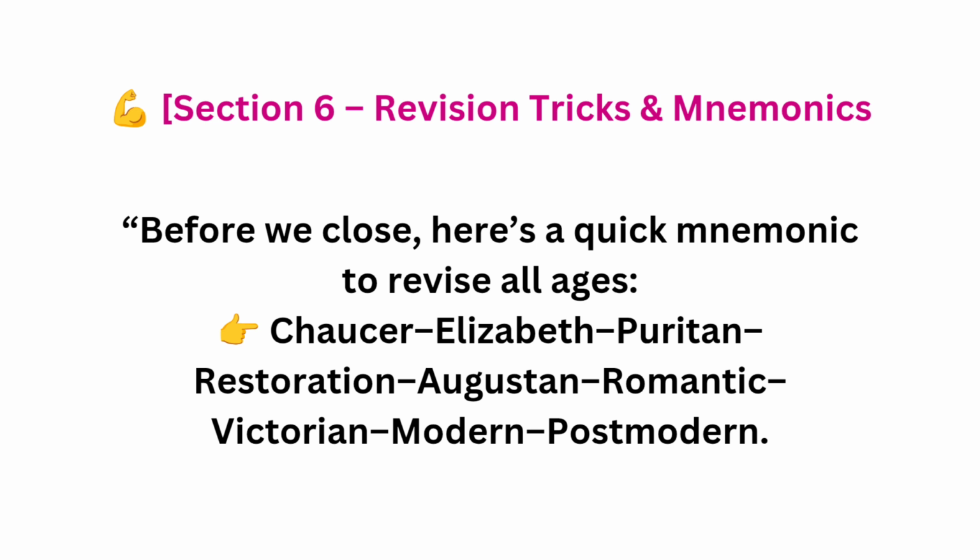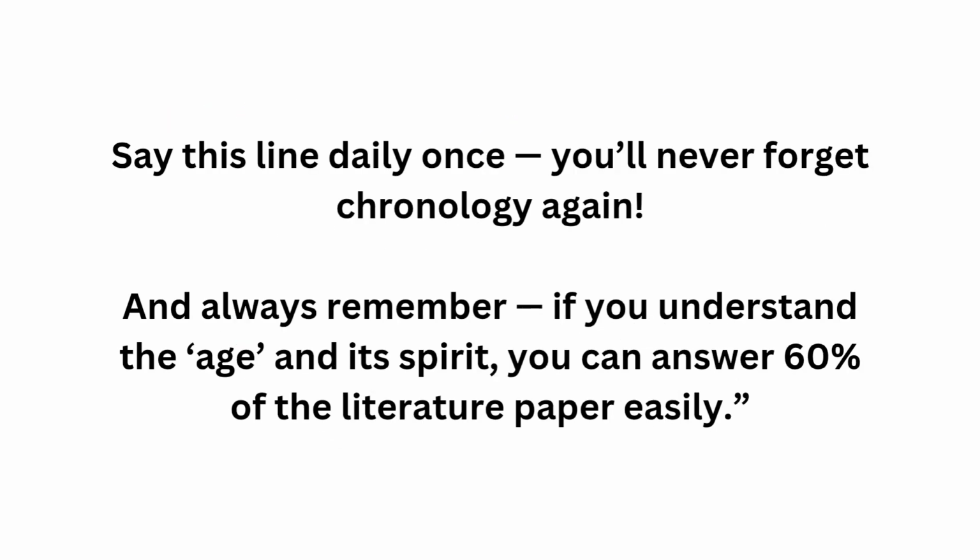Next, we are moving to section 6, revision, tricks and mnemonics. Before we close, here's a quick mnemonic to revise all ages: Chaucer, Elizabethan, Puritan, Restoration, Augustan, Romantic, Victorian, Modern and Postmodern. Say this line daily once, you'll never forget chronology again. And always remember, if you understand the age and its spirit, you can answer 60% of the literature paper easily.